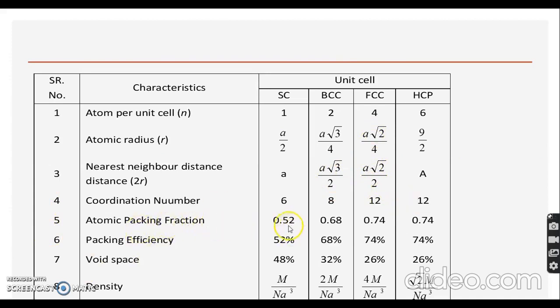Atomic packing fraction we have derived: 0.52, 0.68, 0.74. So packing efficiency, that is multiplying this by 100: 52%, 68%, 74%. Void space will be nothing but 48%, 32% and much less, 26%. Similarly, the density will be calculated as per this, where the formula will be explained in the next lecture.